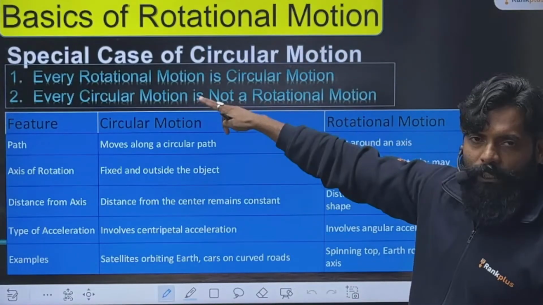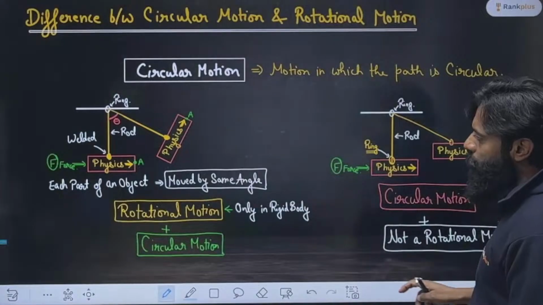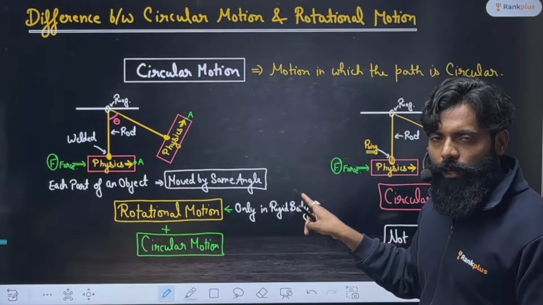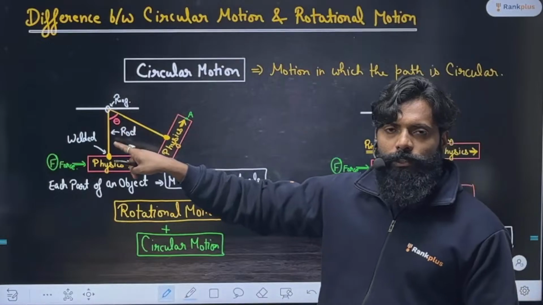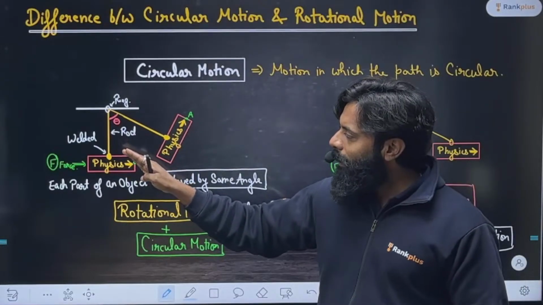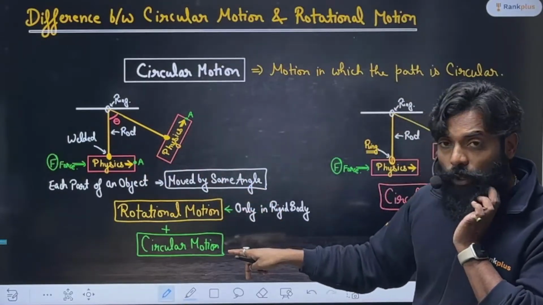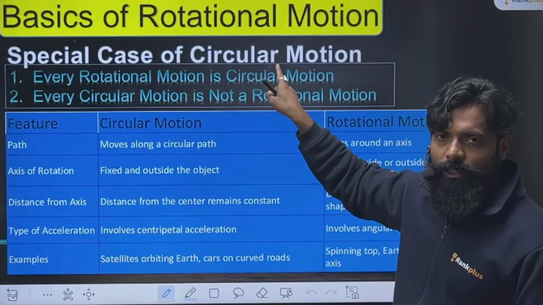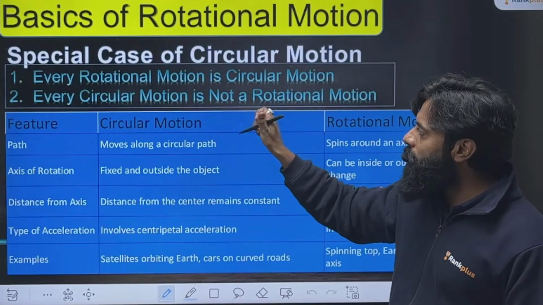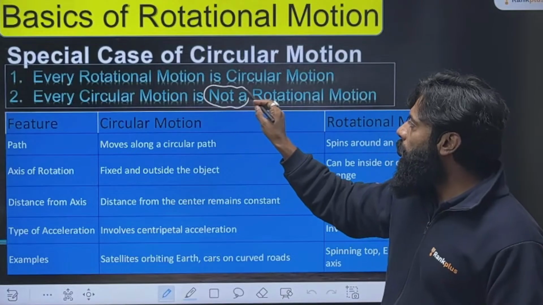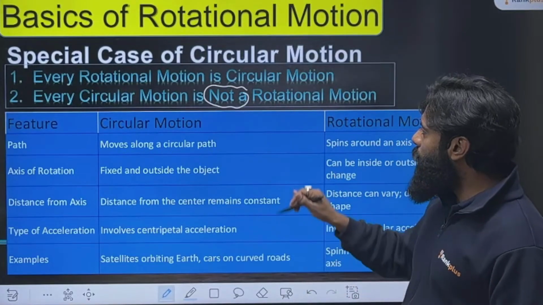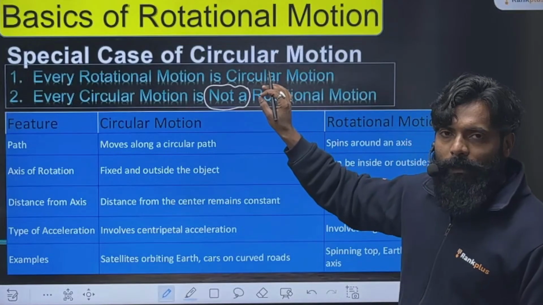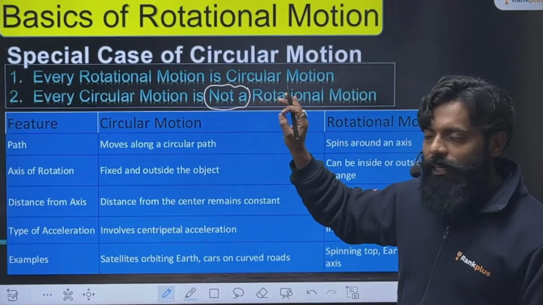So every rotational motion is a circular motion, just as we see here. This was rotational motion because it happens in a solid body, and every point on this object is moving by the same angle, right? So this is also a circular motion. So I am saying that every rotational motion is a circular motion, but every circular motion is not a rotational motion. This is what we have seen in the previous example, and these two statements are very, very important for your assertion and reasoning, right?